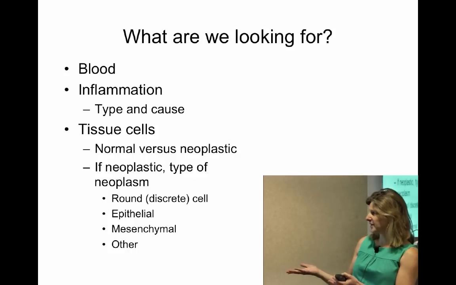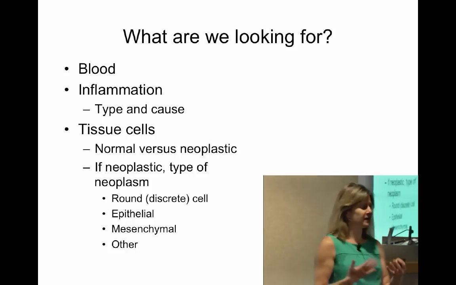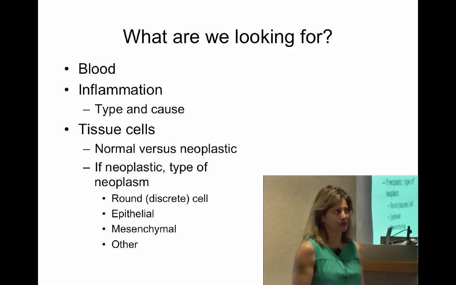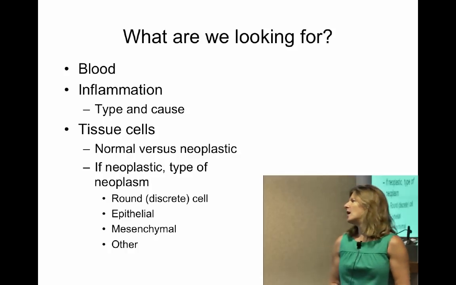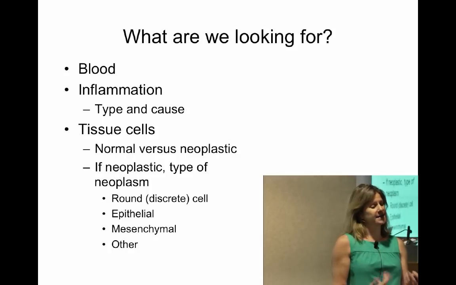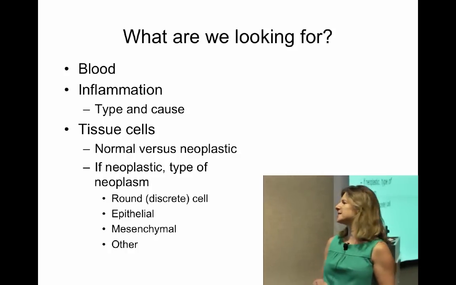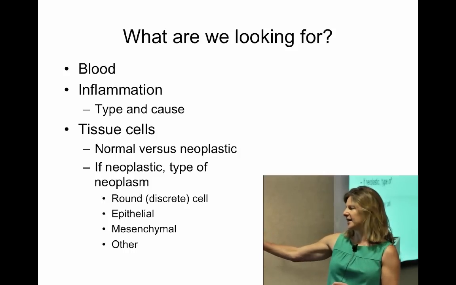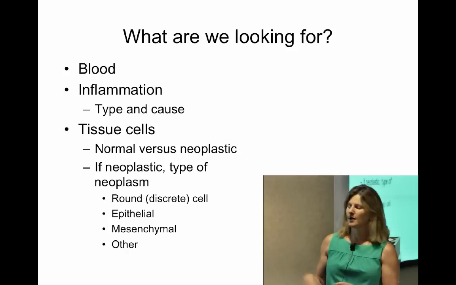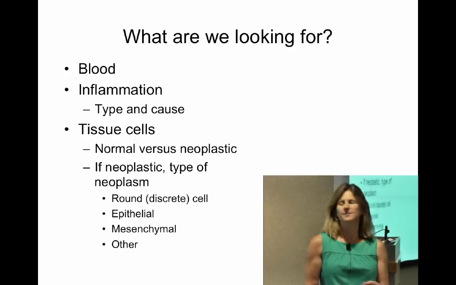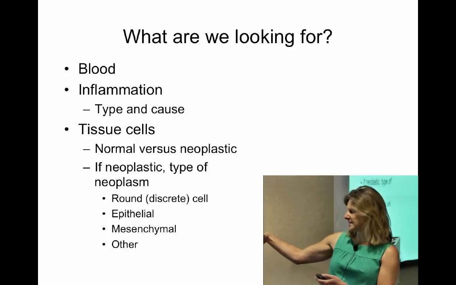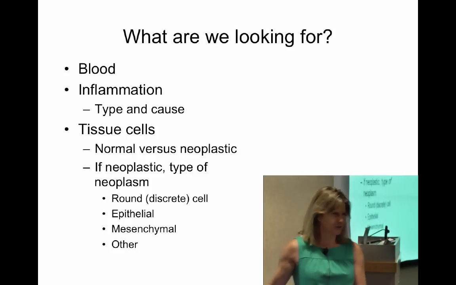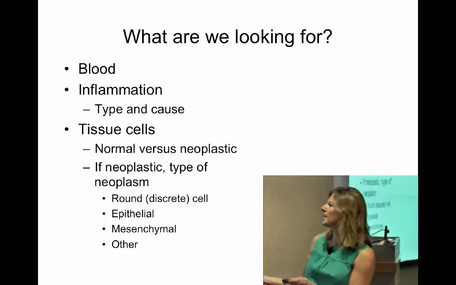So should it be there? And if it should be there, is it normal? Or is it hyperplastic or dysplastic because of inflammation? And if it's not normal, is it neoplastic? And then what kind of neoplasm is it? And generally we break it into 4 categories. And I put the 4th under other because it's much less common. But there's round or discrete cell neoplasms, epithelial, mesenchymal, and other, which are the endocrine, neuroendocrine, primitive neuroectodermal tumors, and all these new things that we're discovering.